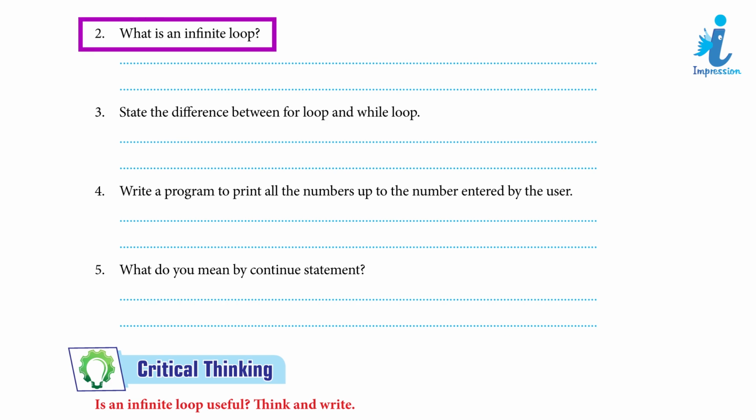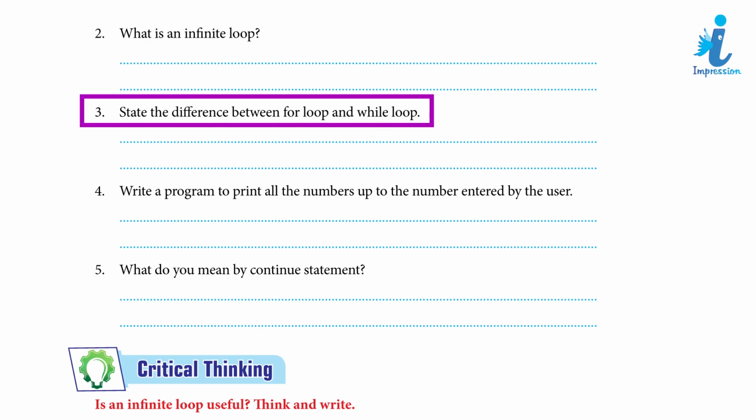2. What is an infinite loop? Answer: If a condition never evaluates to false, a loop becomes infinite. It occurs because the loop either lacks a terminating condition or has a requirement that can never be satisfied. As a result, a never-ending cycle is created. It is known as an infinite loop.